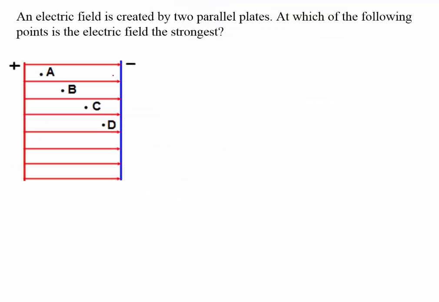All right, the third one. An electric field is created by two parallel plates. At which of the following points is the electric field the strongest? Well, it's a very simple question. The electric field between the two parallel plates, the lines of force are parallel. What does that mean? It means the field is a constant. The field value at any point is the same. In other words, the field at A equal to the field at B equal to field at C equal to field at D.